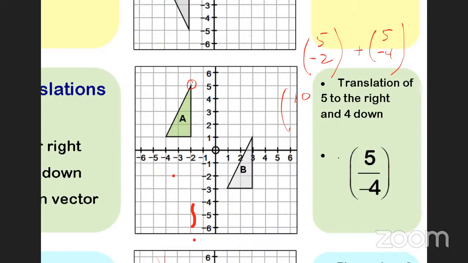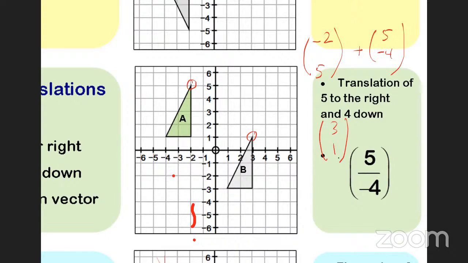Oh, what did I do wrong there? I wrote the point upside down. The y value is 5 and the x value is minus 2. Okay? So that's the way you perform a translation. Minus 2 plus 5, that's 3. 5 plus minus 4, that's 1. So you plot 3, 1. That's the way you do a translation.